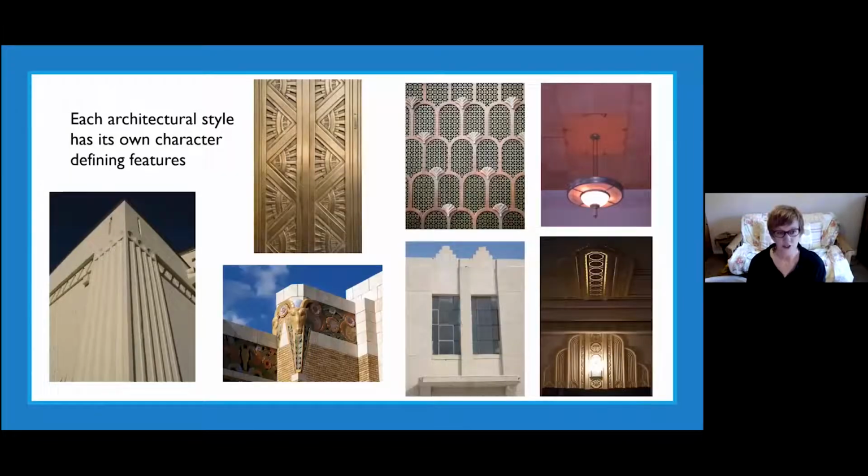So each architectural style tends to have its own character defining features. These are all features here that if you see them, you're like, okay, it's an Art Deco building. So there's often collections of features that really identify the time period. You look at these, and you're like, okay, it's 1920s, it's 1930s, or that help you identify what style it was constructed in.